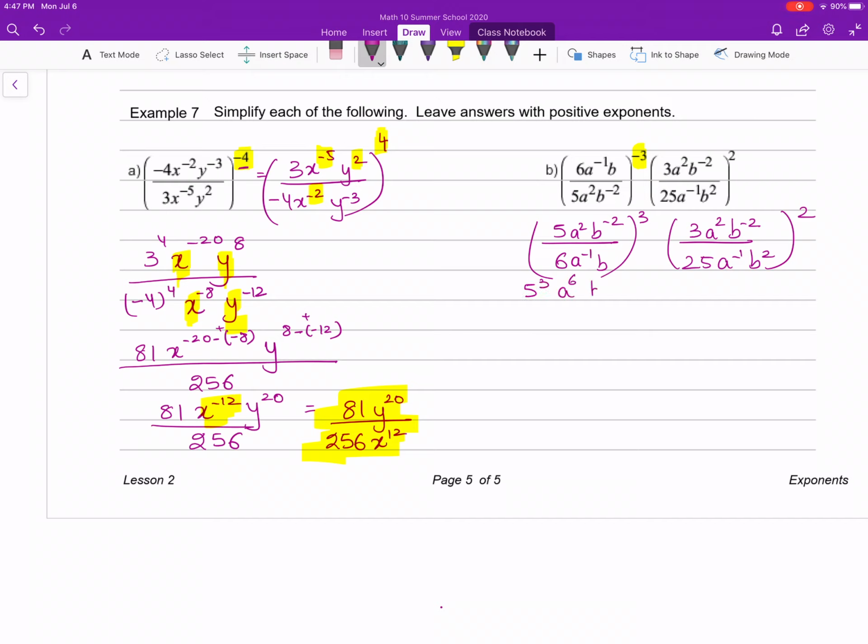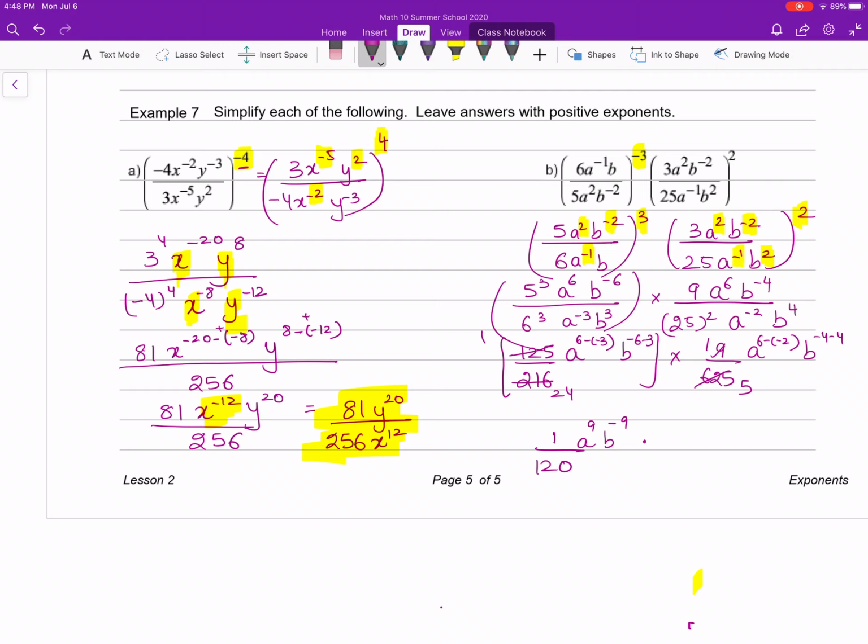Now a to the 6 minus minus 2 and b to the minus 4 minus 4. Now 125 and 625, we can cancel it out. 125 times 1, 125 times 5, 9 times 1, 9 times 24. So what we are left with, 24 times 5 is 1 over 120. a to the 9, b to the minus 9 times a to the power 8 and b to the power minus 8. So 1 over 120 as it is.